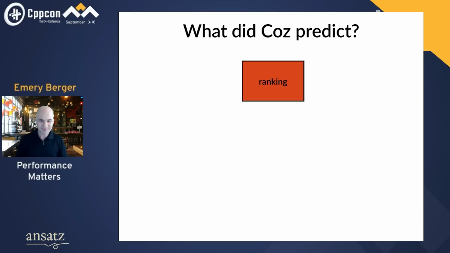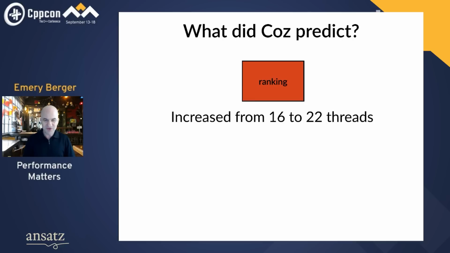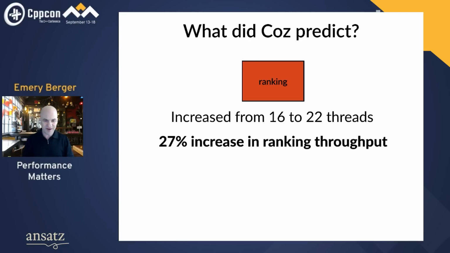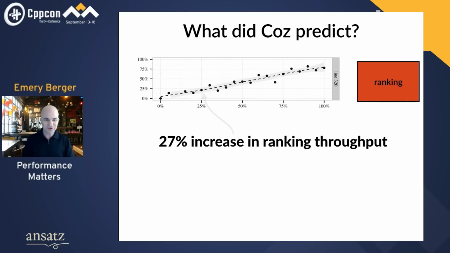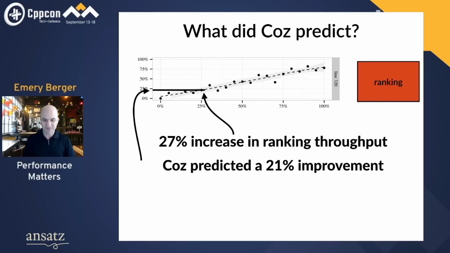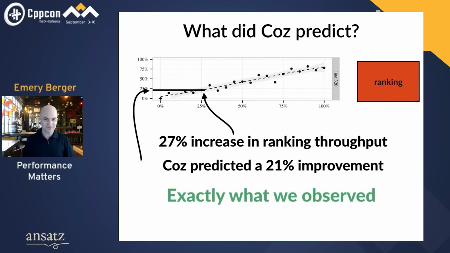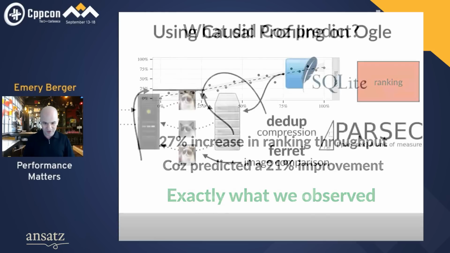What did it predict? Well, Coz predicted that if you increase the ranking throughput by 27%, which is what we did, we increased from 16 to 22 threads, then if you look at the graph, that's 27% on the x-axis. And on the y-axis, you get a 21% improvement, which is exactly what we observed. So Coz is not only pointing us to where the optimization makes a big difference, but it's doing it accurately. And this happens over and over again.